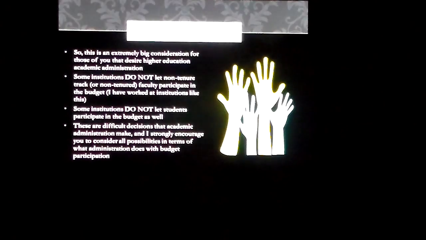But it depends on what the goals of the institution are. Some institutions won't let students participate in the budget, some do. Our institution where I'm at now, we do let students make decisions related to the budget and also contribute to faculty hires as well. I really want you to think about all possibilities in terms of what administration does in terms of budget participation, how people can be involved in it, and what that involvement looks like.